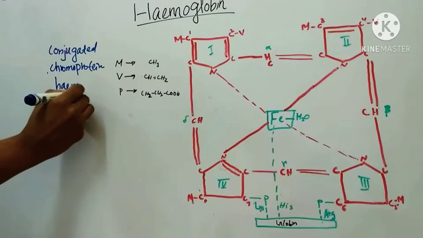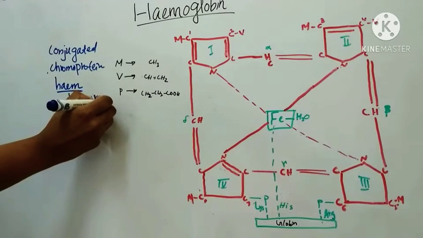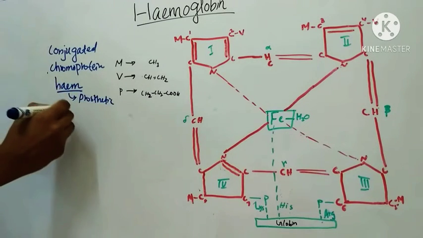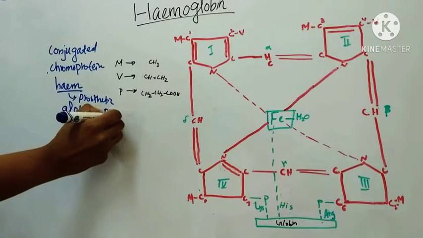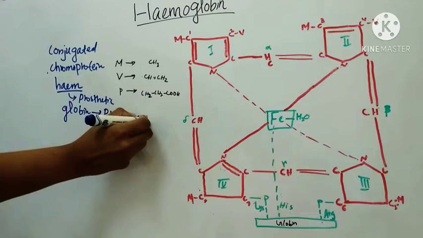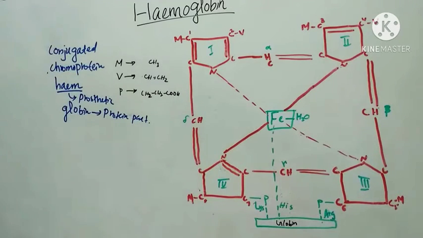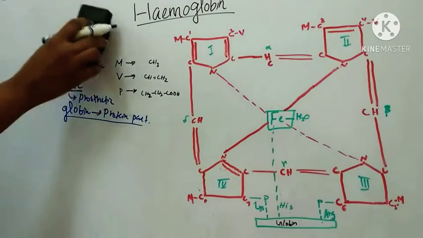Heme is the prosthetic group and globin is the protein part. It's a conjugated protein. So next we will see the structure of hemoglobin. The structure can be discussed under two headings: structure of heme, that is the prosthetic group, and structure of globin, that is the protein part. First we will see heme.